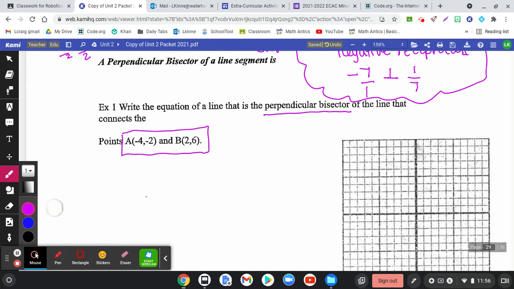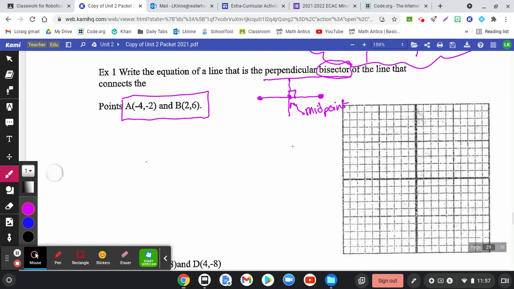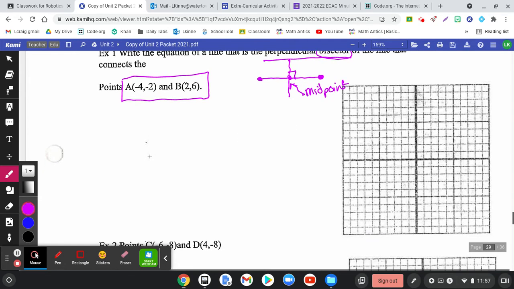So perpendicular bisector, let's say we have this line segment. If it's perpendicular to it, it's going to run straight up and down. And if it's the bisector, it's going to go right through the center, which is your midpoint. So those are the things you're going to need for this. You're going to need to find your midpoint and your slope to find out what's perpendicular to it. And there's 2 ways you can do it. We're going to do it algebraically and graphically.